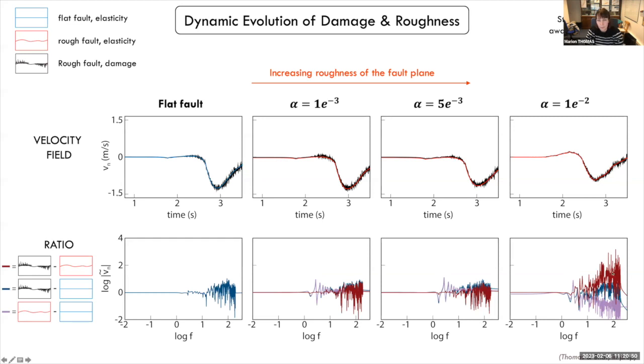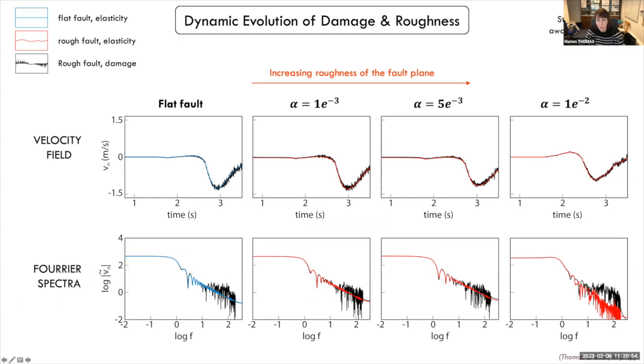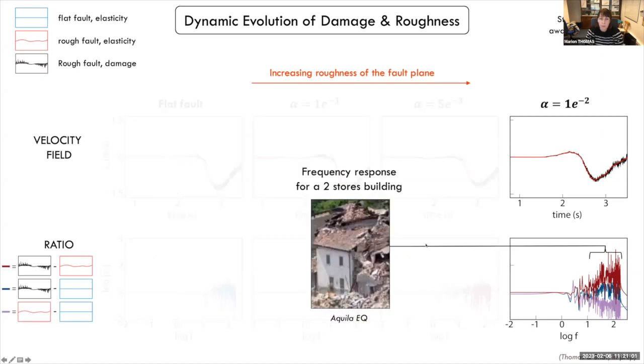I'm going to pass this slide. This is just a ratio between the black curve and the red curve, in dark red. And this is very important because this is the type of frequency that can destroy two-story buildings. This is an example of a two-story building for the L'Aquila earthquake. So when it comes to hazard assessment, accounting for damage should be included.